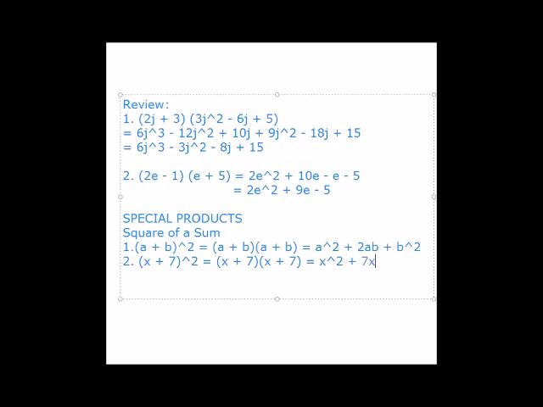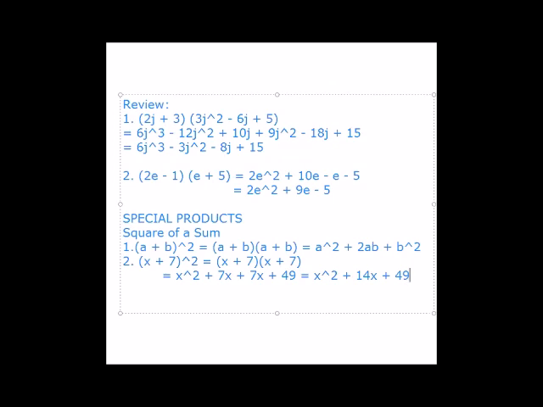Yes. Then 7 times x, ma'am. Yes, 7x. And finally? 7 times 7, 49. Combining like terms, we will have our final answer equal to? x squared plus 14x plus 49. Yes. x squared plus 14x and then? Plus 49. Good job, girls. So we have x squared plus 14x plus 49.